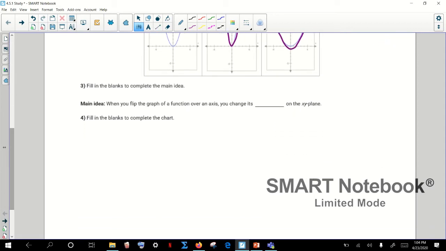So next, we're talking about flipping. When you flip the graph of a function over an axis, you change its location. So when we flip a function over either the x or the y-axis, you change its location. Again, you're not going to change its shape.